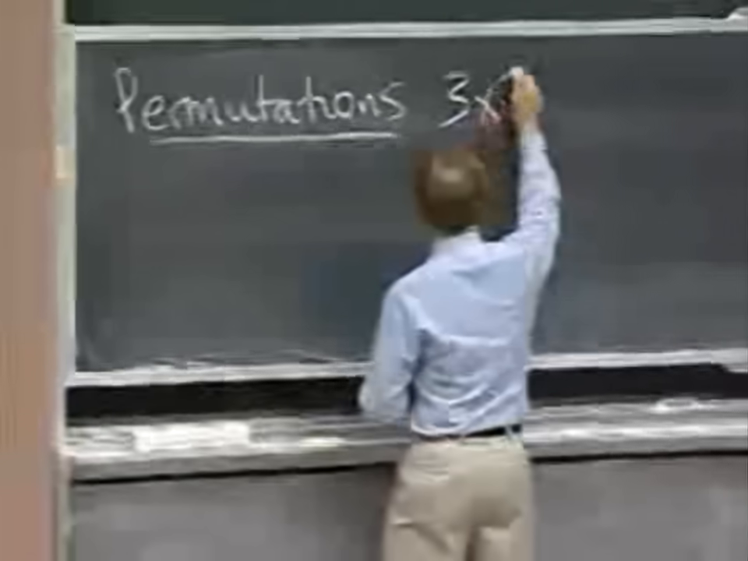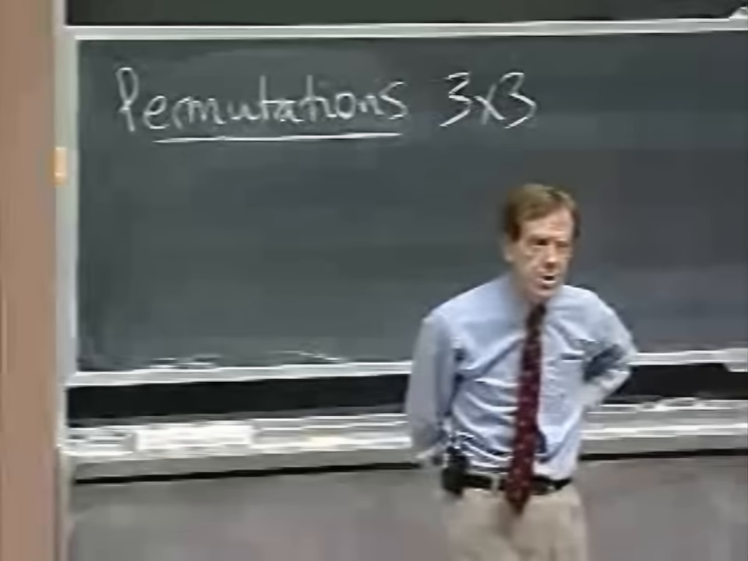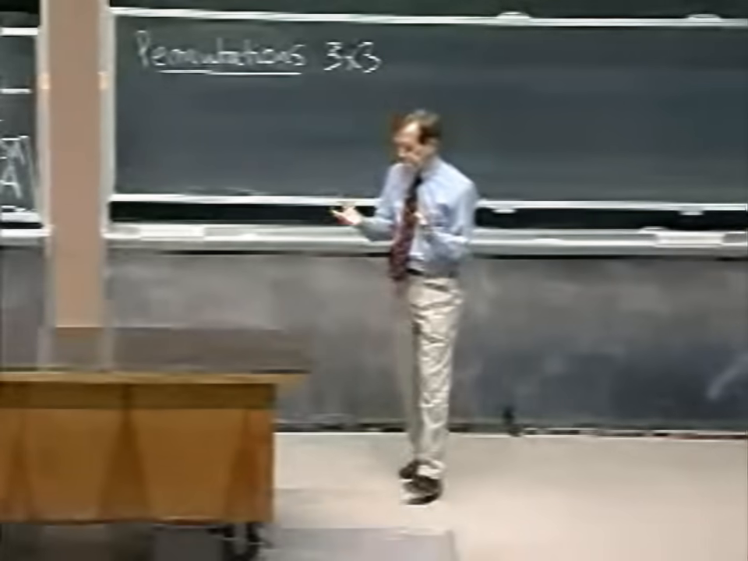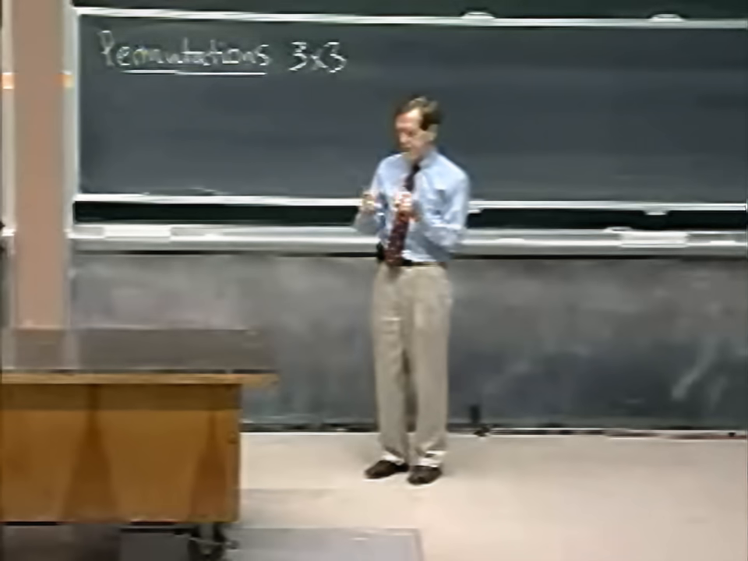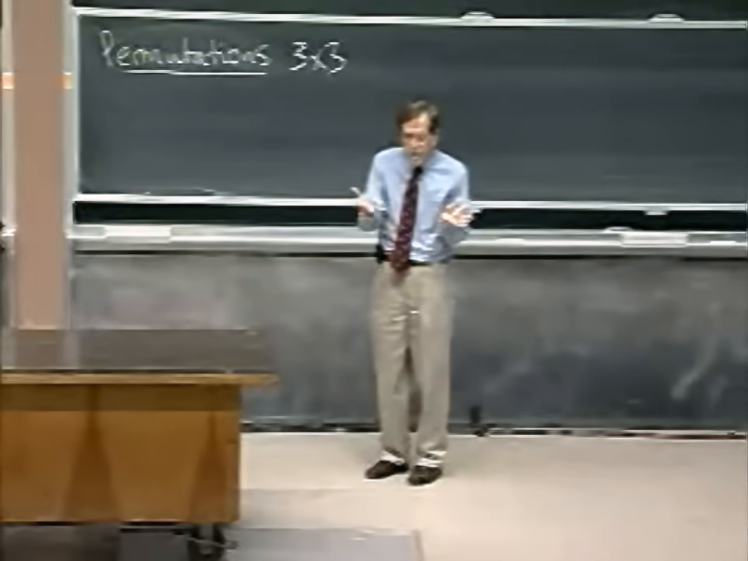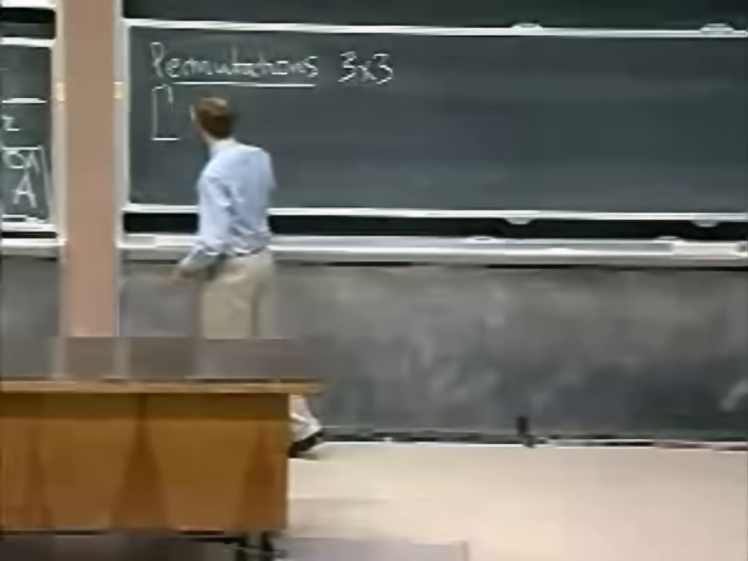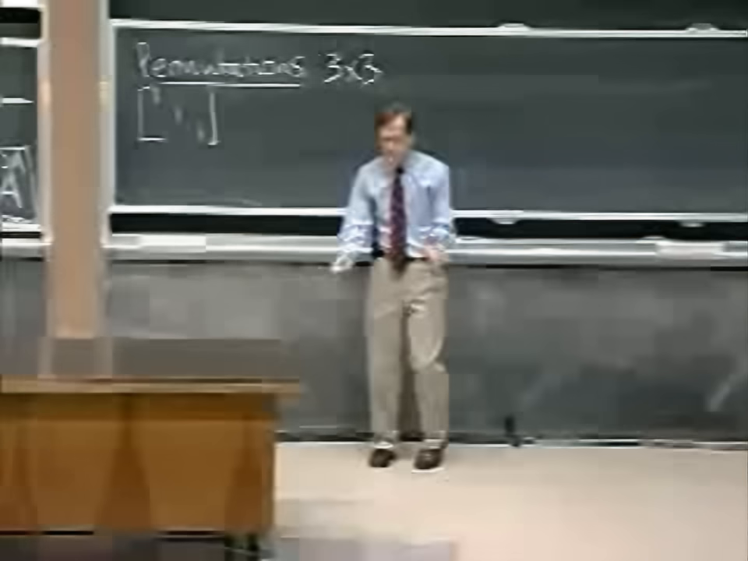Actually, why don't I just plain list all the 3 by 3 permutation matrices? There are a nice little group of them. What are all the matrices that exchange no rows at all? Well, I'll include the identity. So that's a permutation matrix that doesn't do any exchange.